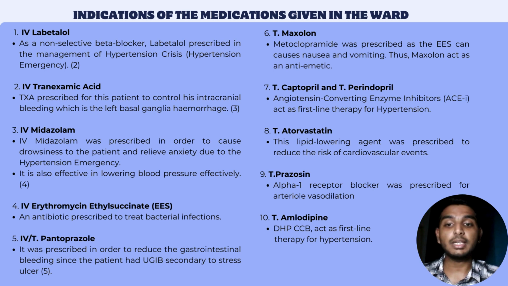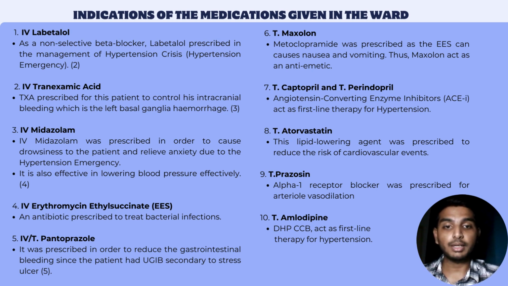It is also effective in lowering the blood pressure. Fourth is IV erythromycin ethylsuccinate (EES), which is an antibiotic prescribed to treat the bacterial infection for the patient. And the fifth is pantoprazole. It was prescribed in order to reduce the gastrointestinal bleeding since the patient had upper gastrointestinal bleeding secondary to stress ulcer. Sixth is maxolone, which is metoclopramide, given as an antiemetic, as the erythromycin ethylsuccinate can cause nausea and vomiting.